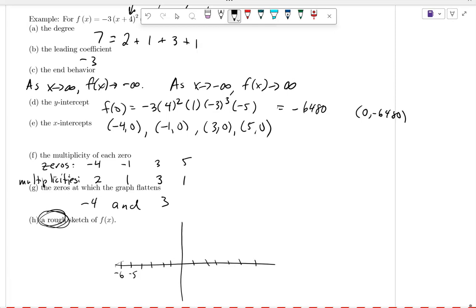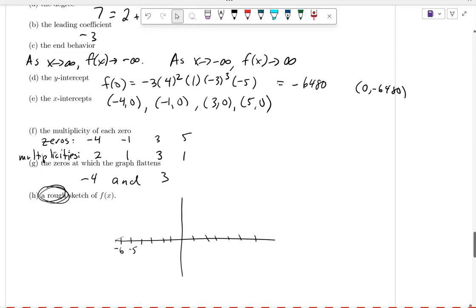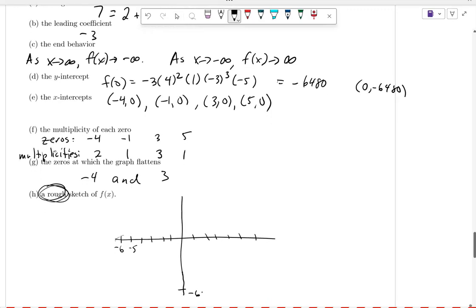All right. So I just made a scale here. I'm not going to make any vertical scale. The only point I'm going to put on my y-axis is the negative 6480 down here. All right? I'm not even going to bother writing all the other numbers on my scale. It's just going by ones here. Where did we have zeros at? -4, -1, 3, 5. And a y-intercept down here at negative 6480. Okay?